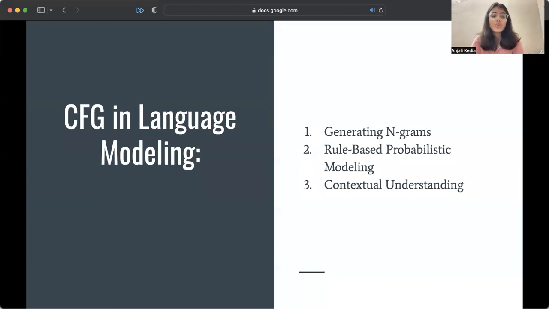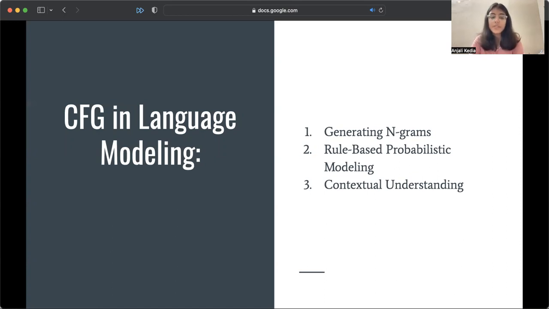Number 2, rule-based probabilistic modeling. CFG is used to define the probability distribution over the space of possible sentences. This distribution can be used to estimate the likelihood of a given sentence and to choose the most likely sentence among the several alternatives. Number 3, contextual understanding.